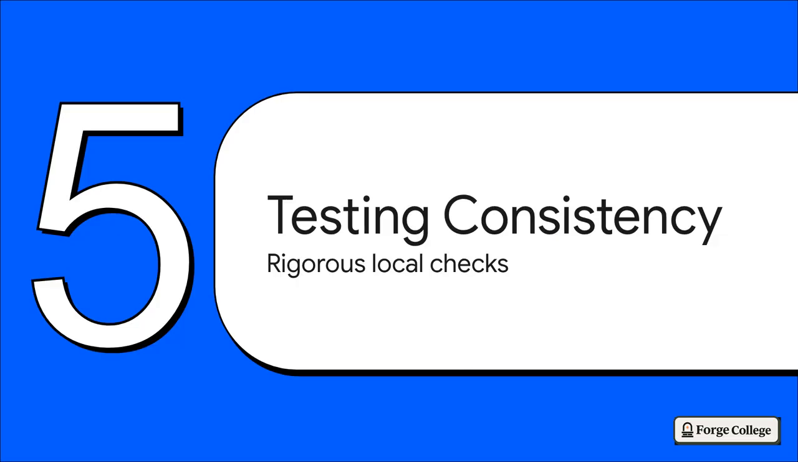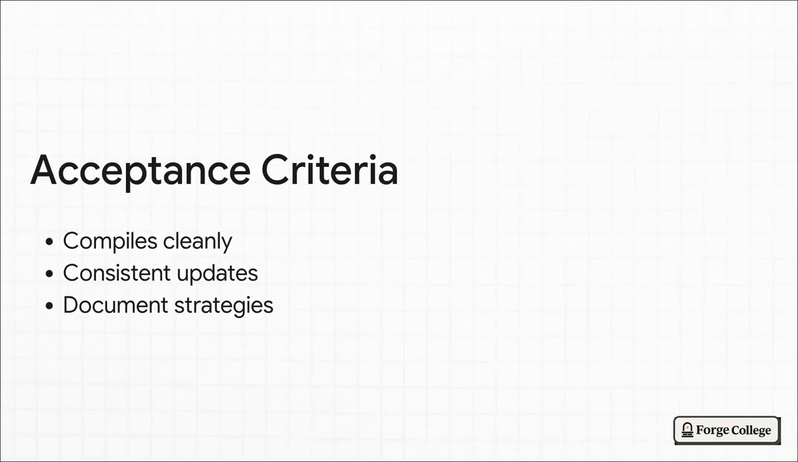Section 5. Testing workflow consistency. Rigorous local checks. Of course, we cannot just trust that this symphony sounds good in theory, right? We need rigorous local evidence that state transitions behave correctly on both the happy paths and the failure paths. So for this project milestone, your code has to pass some very specific acceptance criteria.